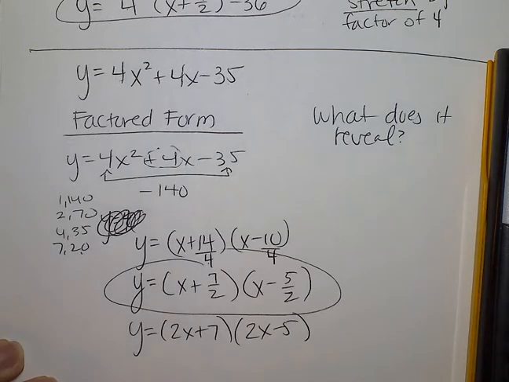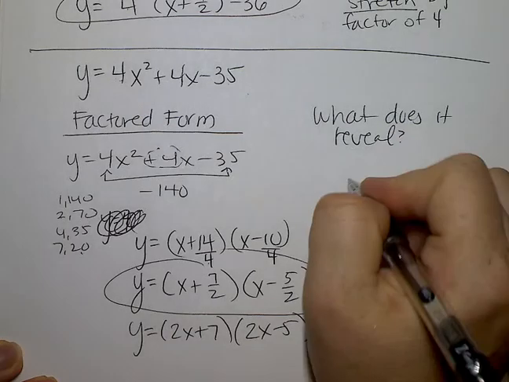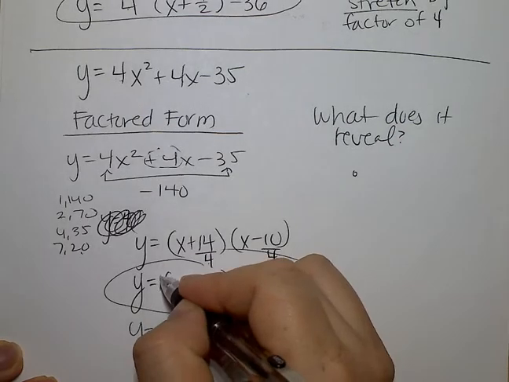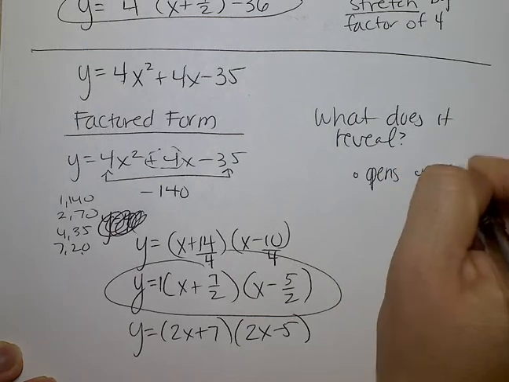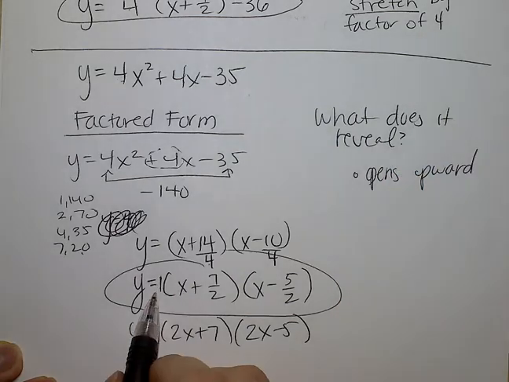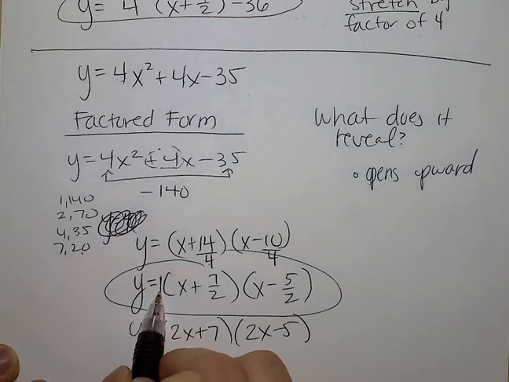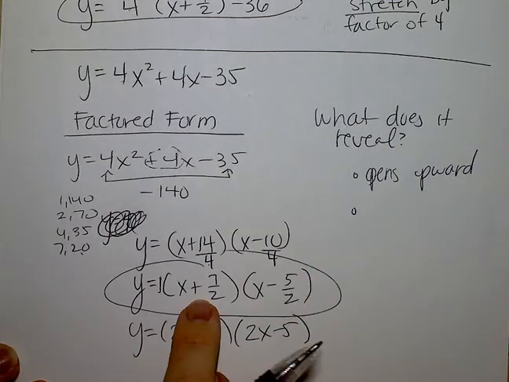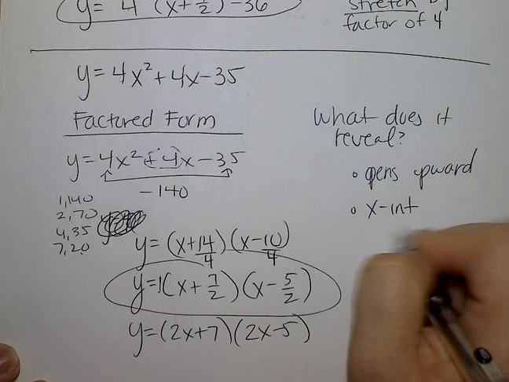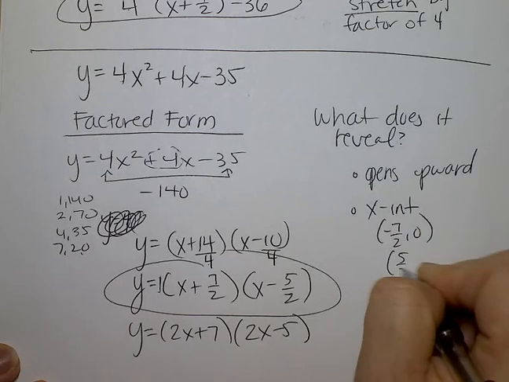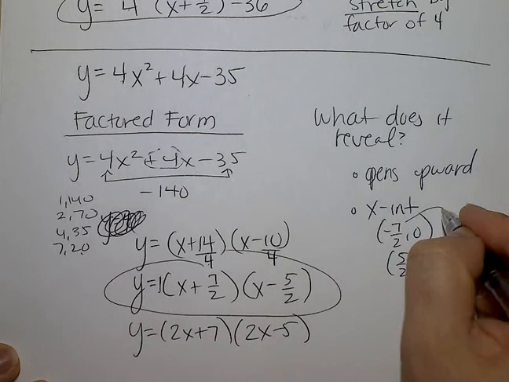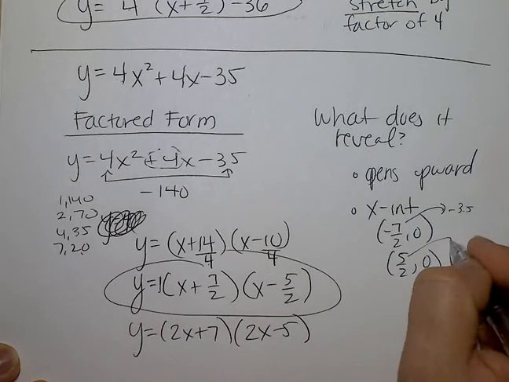So what does this reveal? There is a hidden positive 1 here. So it reveals that it opens upward. Since this number is not between 0 and 1 and it's not greater than 1, we can't say it stretches or that it compresses. And we can say that the x-intercepts occur at -7/2, 0, and at +5/2, 0, which as a decimal is -3.5 and +2.5.